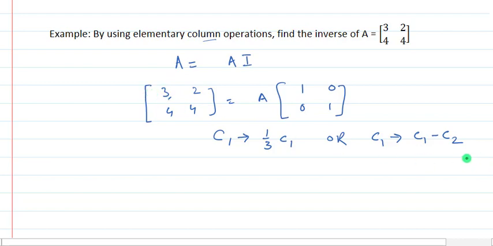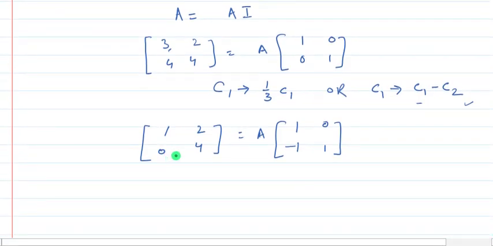So let me go with this operation this time. So we are having 1, that is 3 minus 2 is 1. I am applying this operation. So 3 minus 2 is 1 and 4 minus 4 is 0 over here, and no change in column 2, which is equal to A into the same operation we need to apply on this matrix as well. So 1 minus 0 is 1 and 0 minus 1 is minus 1, and here we are getting the same elements. Now the second thing is we need to make this element as 0.